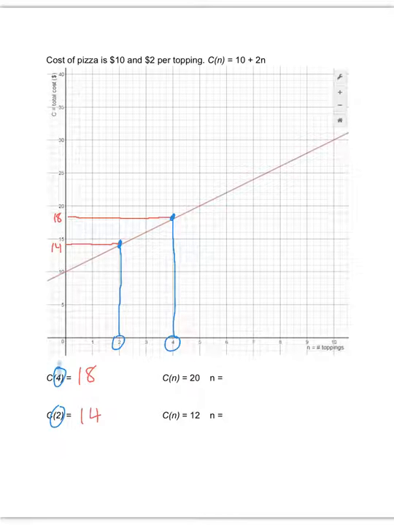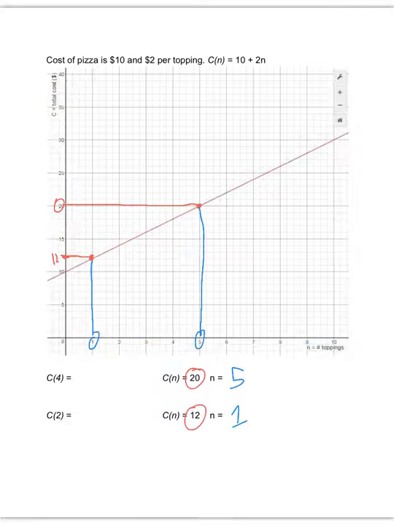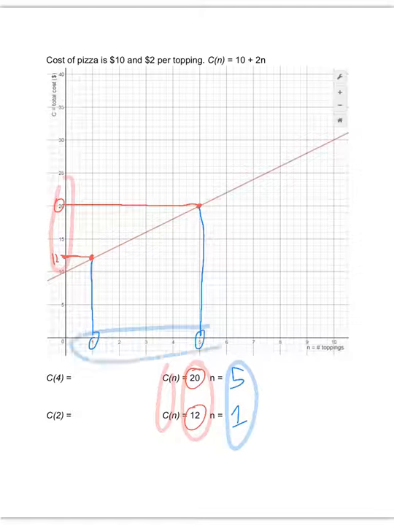Okay, in this case, they gave you the X values, the N's, and then you had to go find the C values that go with it. In this case, they gave you the C values, and you had to go find the N values. You went backwards. And that is function notation.